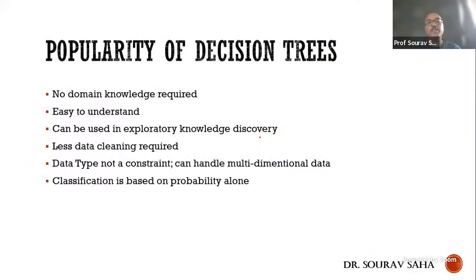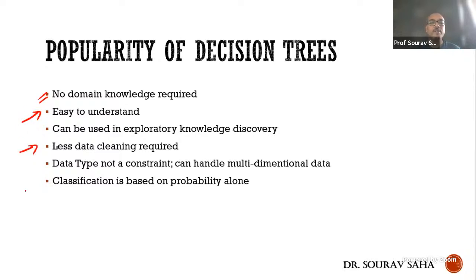Coming back to the popularity of decision tree, one part is no domain knowledge required. Very important part. Right? Domain knowledge is not required. Just by doing this mathematical manipulation, you can actually find out which particular variable impacts a particular decision process, and which variable doesn't. Easy to understand. Once you have understood the underlying principle, it's pretty easy to understand. You can use decision tree for doing some kind of data exploration.